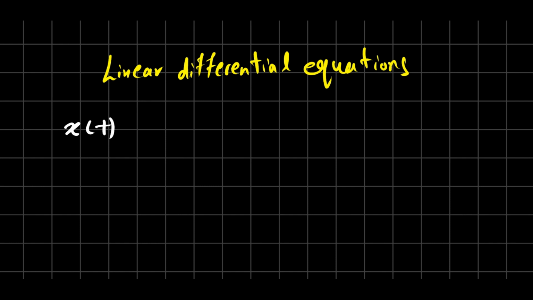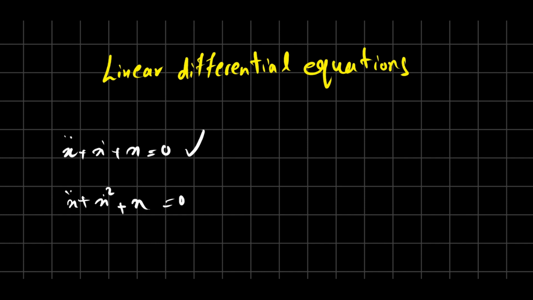And a linear differential equation is a kind of differential equation in which x and its time derivatives appear only to their first powers. For example, this is a linear differential equation, but this isn't a linear differential equation because the x dot is squared. So this is not a linear differential equation. And in this video, I want to solve some problems for you to see how the method works.